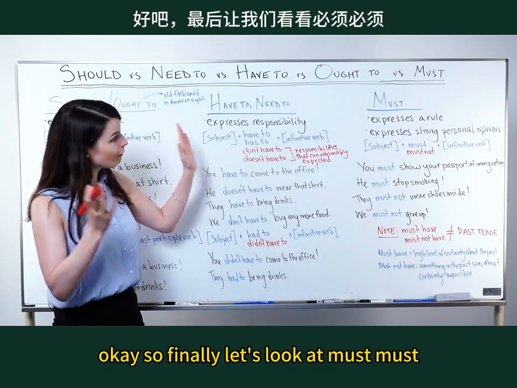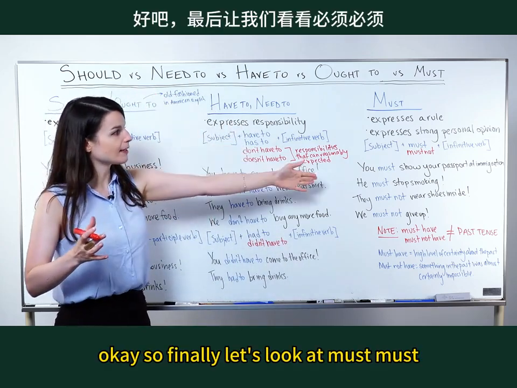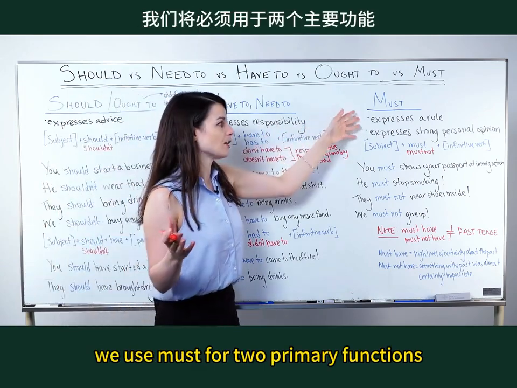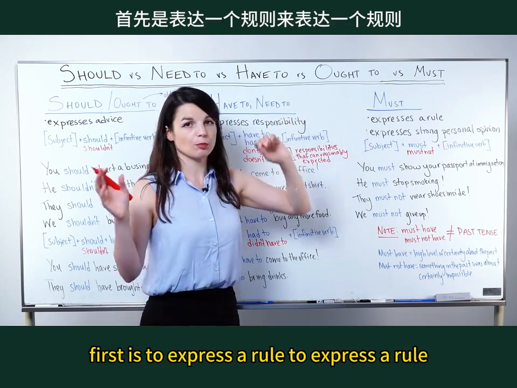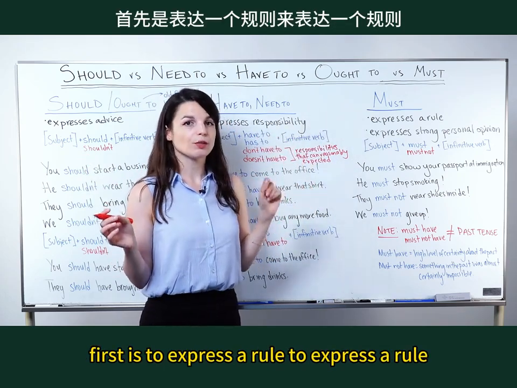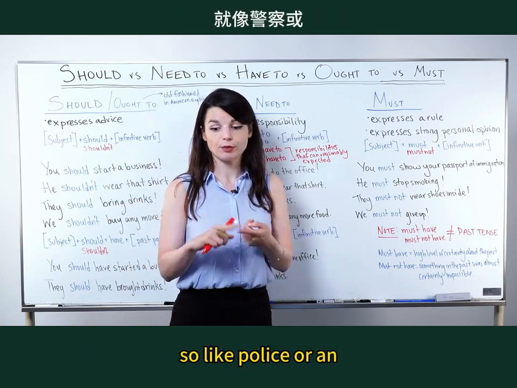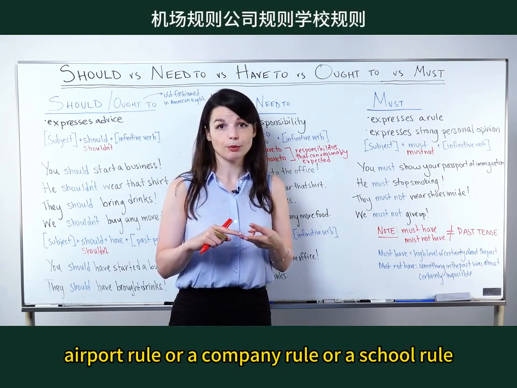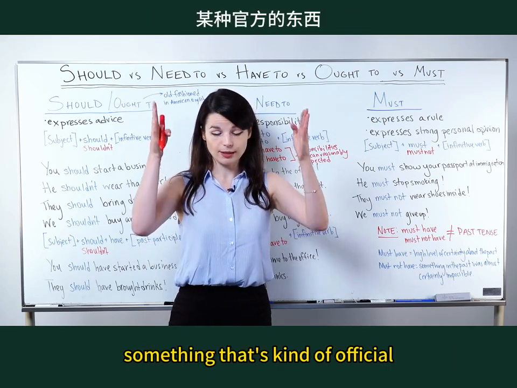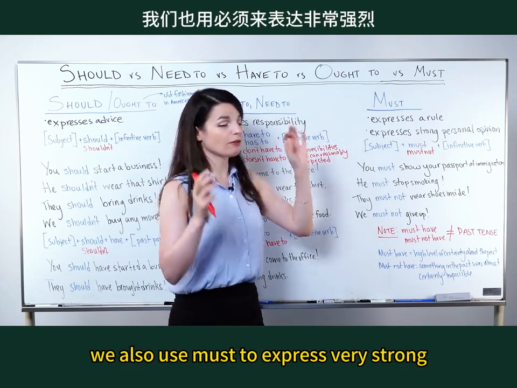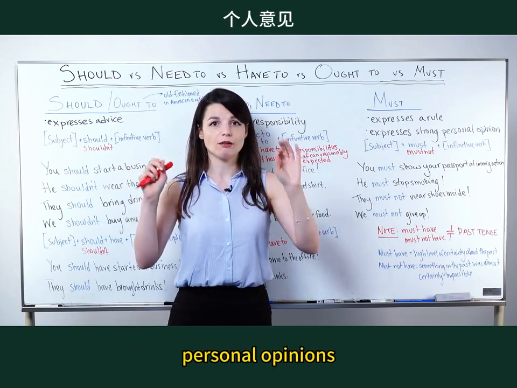Okay, so finally, let's look at must. We use must for two primary functions. First is to express a rule. This is usually like an official rule, like police or an airport rule or a company rule or a school rule, something that's kind of official. We also use must to express very strong personal opinions.